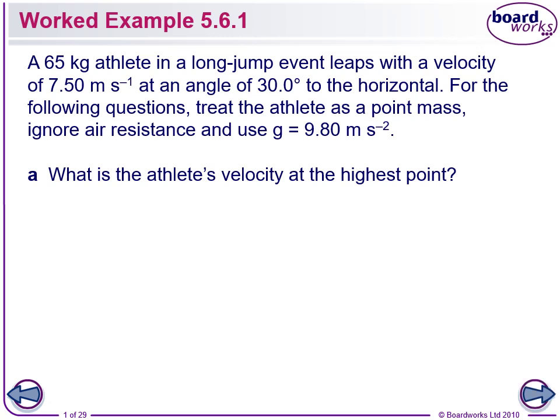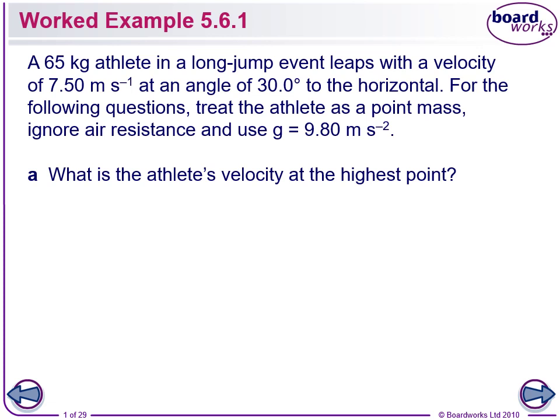A 65 kilogram athlete in a long jump event leaps with a velocity of 7.5 meters per second at an angle of 30 degrees to the horizontal. For the following questions, treat the athlete as a point mass, ignore air resistance, and use g equals 9.8 meters per second squared. Do we know what a point mass is? A couple of nods, yeah.